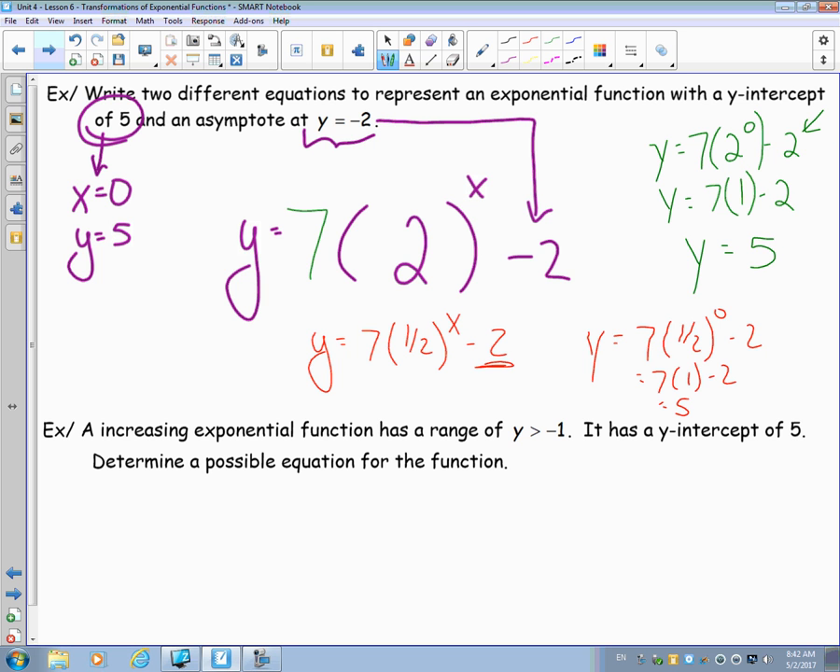Okay, so you have a lot of choices on how you make an exponential equation. There's lots of different ones that can fit the properties that you need. You try the next one. So give it a pause and see what you can do.